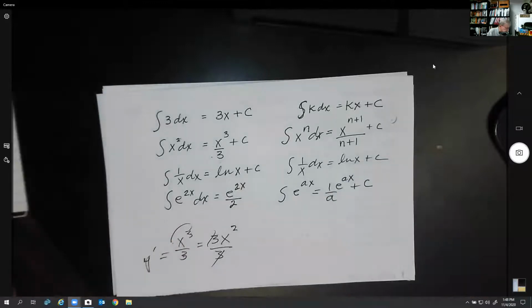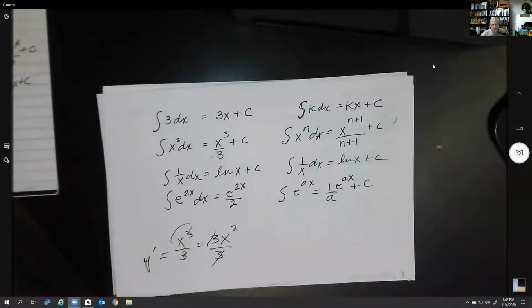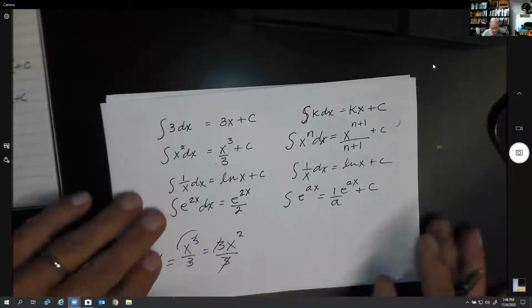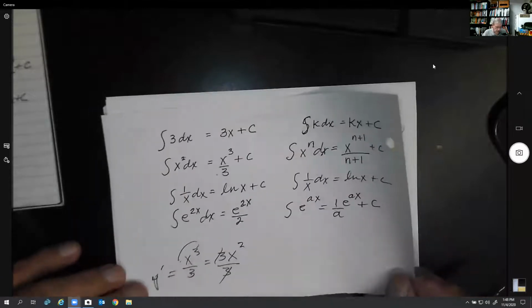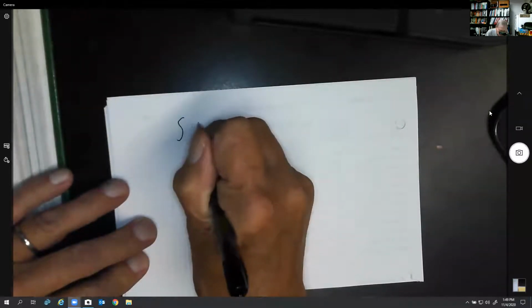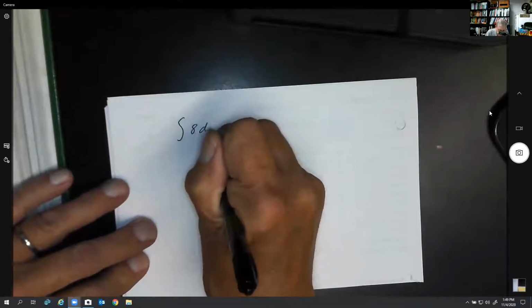So those are the basic rules, and we'll go through some problems, working them out and trying to figure these out. They're in your book on page 391. You can go through them, but we'll do some problems here. We're going to grab some right out of the book. Let's try example 1. We've got the integral of 8 dx.